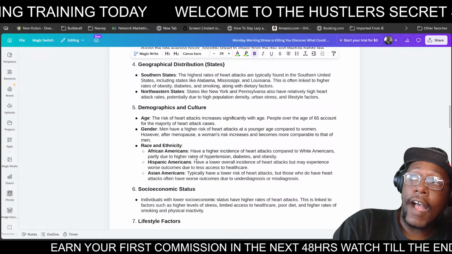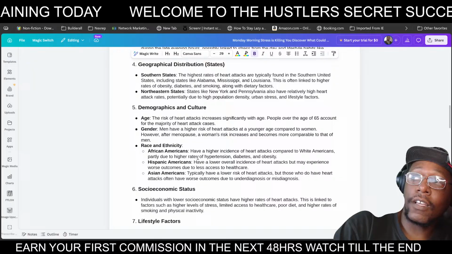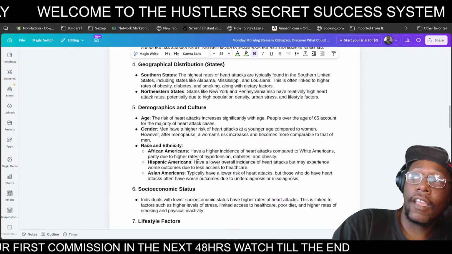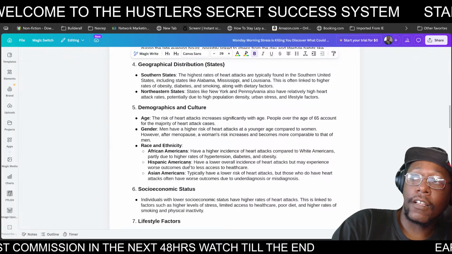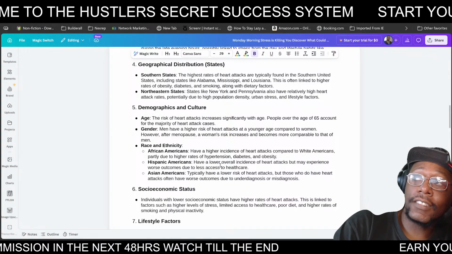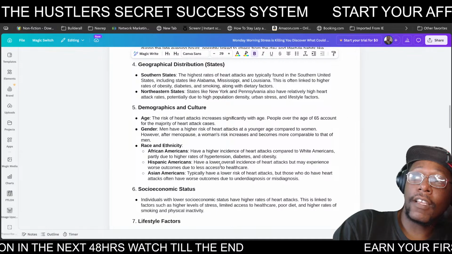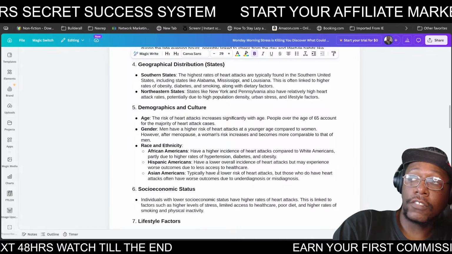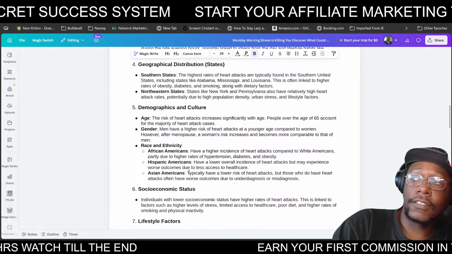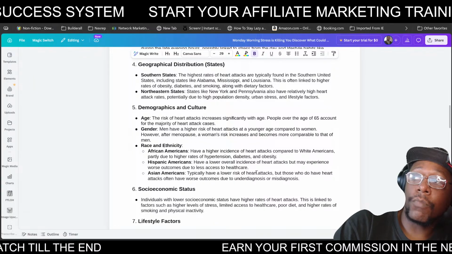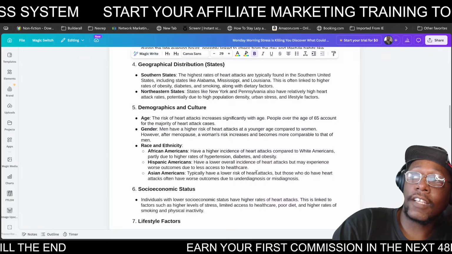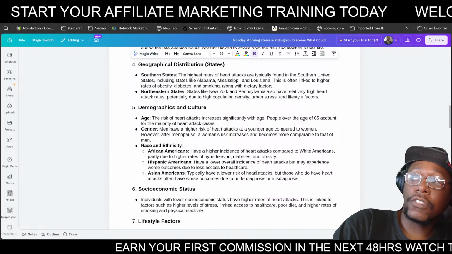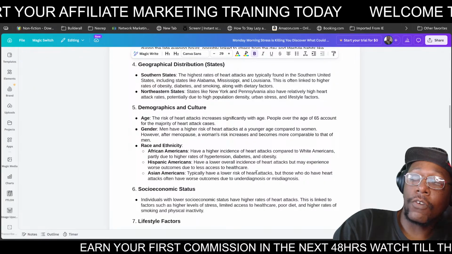African Americans have a higher incidence of heart attacks compared to white Americans, partly due to higher rates of hypertension, diabetes, and obesity. Hispanic Americans have a lower overall incidence of heart attacks, but may experience worse outcomes due to less access to healthcare. Interesting. Asian Americans typically have a lower risk of heart attacks, but those who do have heart attacks often have worse outcomes due to underdiagnosis or misdiagnosis.